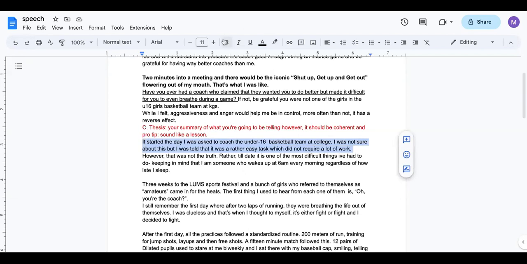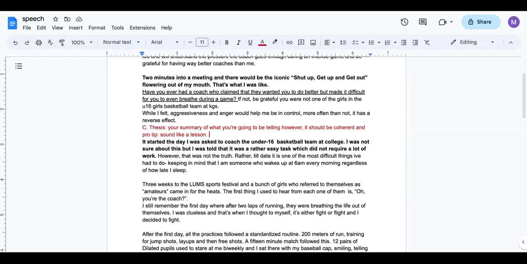What is my speech about? So I am telling them that my speech is about this one time when I was asked to coach an under 16 basketball team, and how I was told that it wasn't a difficult task, you know, and it did not require a lot of work. So that's my thesis. A pro tip for your thesis is that it should sound like a lesson. Okay, that makes your thesis a perfect statement.